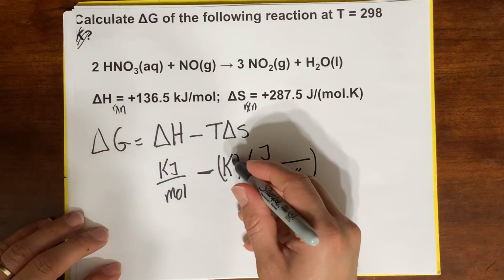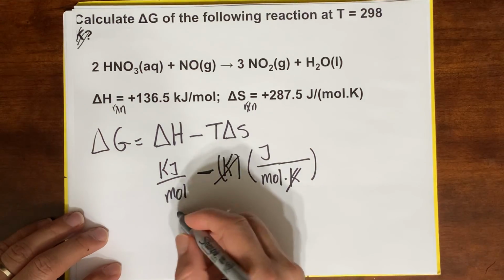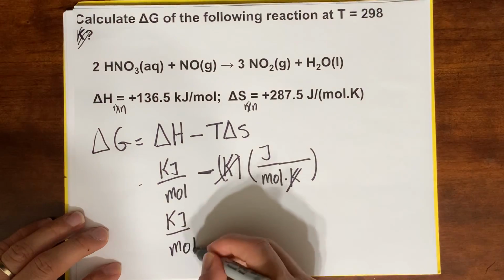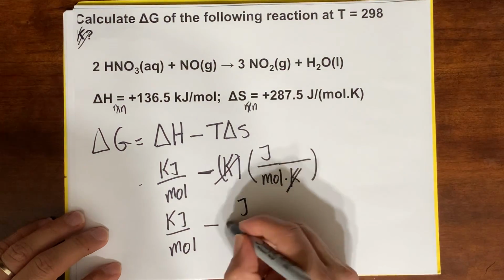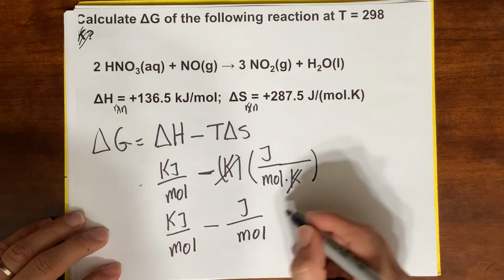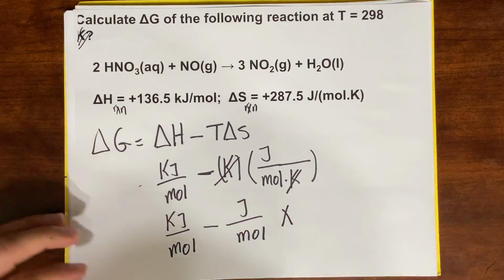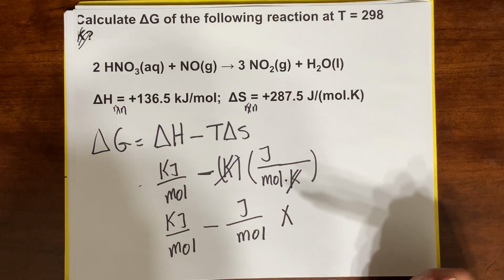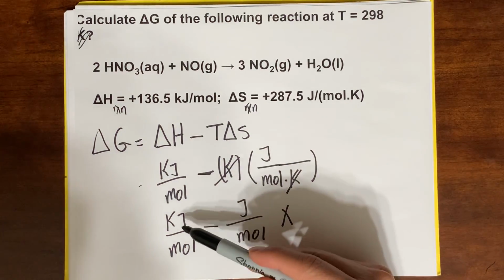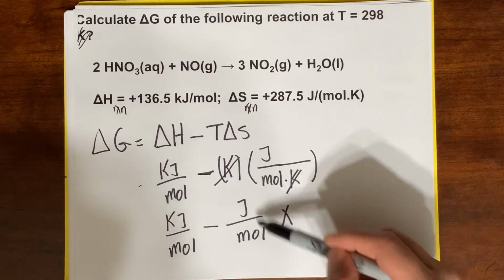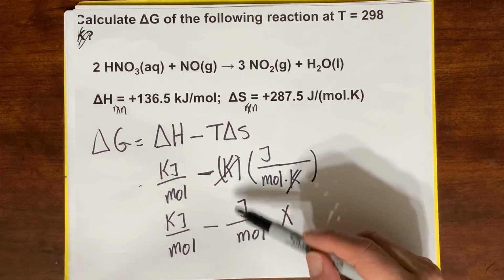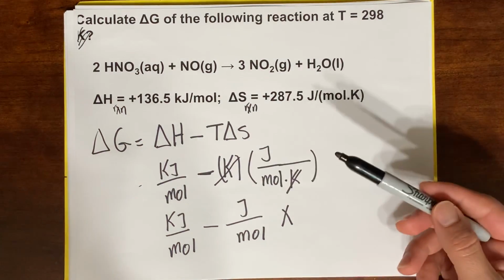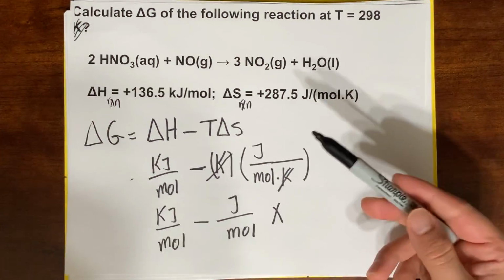Kelvin by Kelvin, it will be cancelled. So you get kilojoule over mole minus joule over mole. And this is wrong. You cannot subtract two numbers with different unit. You either transfer the first one to joule and then subtract the second from it, or transfer the second to kilojoule. So I need to fix it. I need to transfer one of them to another unit.